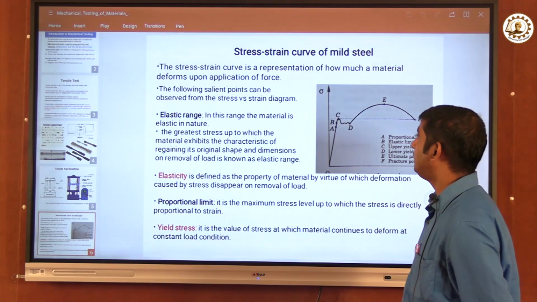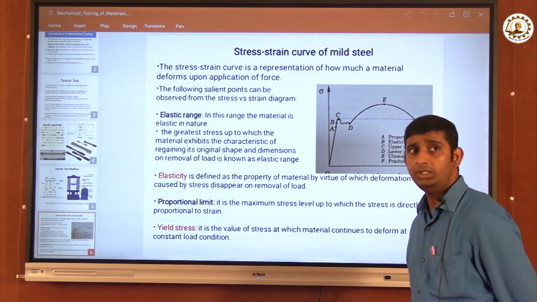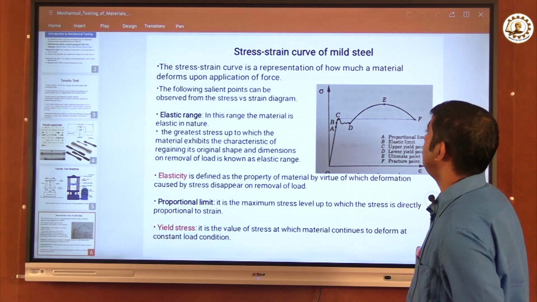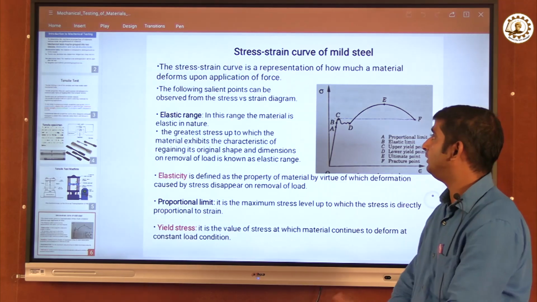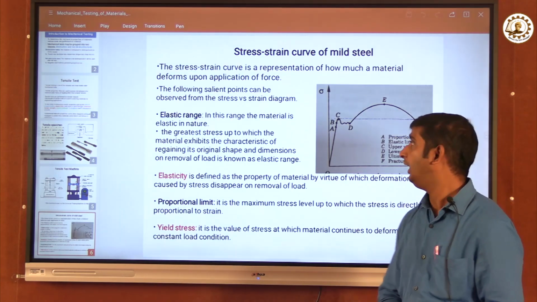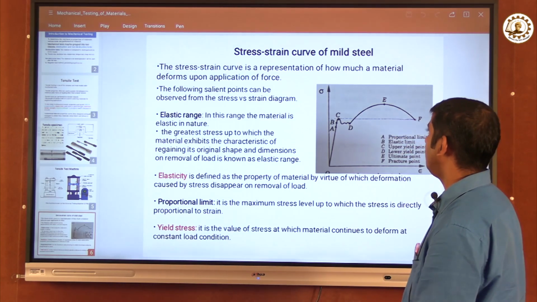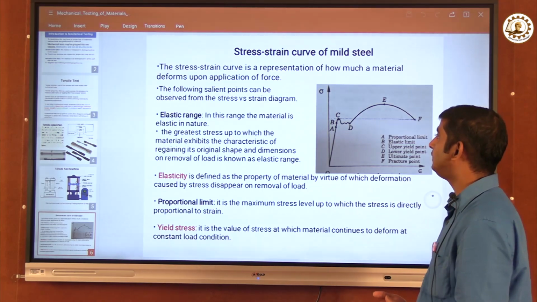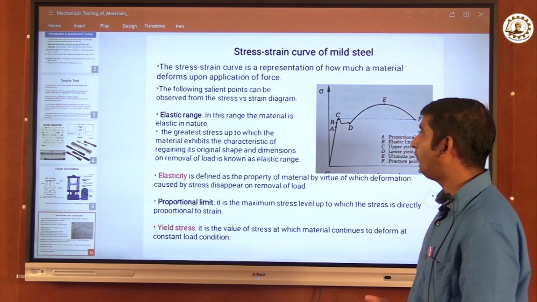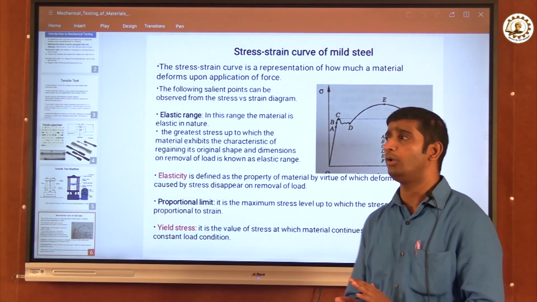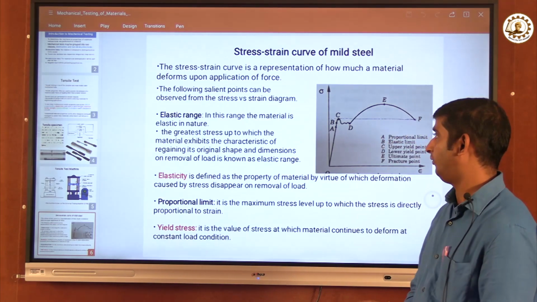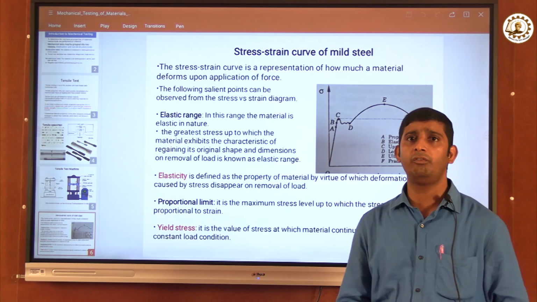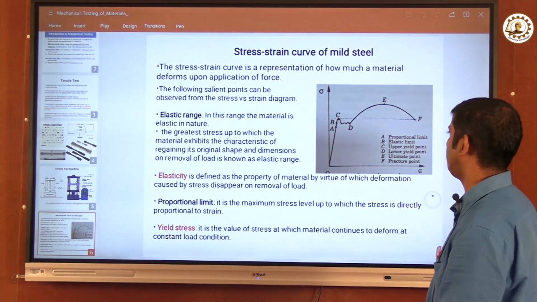First of all, what is the elastic range? In this range, the material is elastic in nature, and the greatest stress up to which the material exhibits the characteristic of regaining its original shape and dimensions on the removal of load is known as the elastic range.